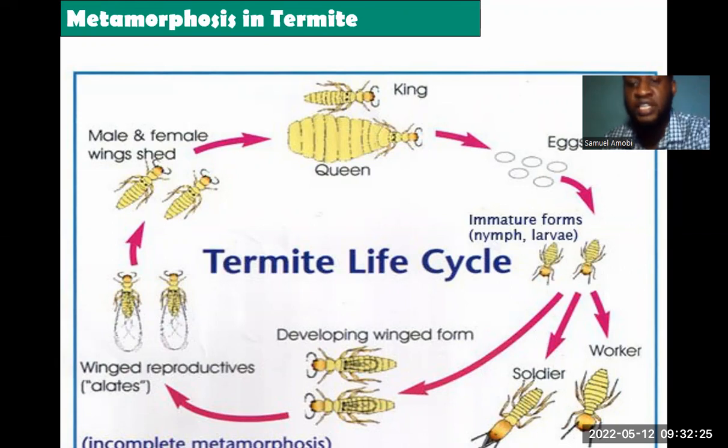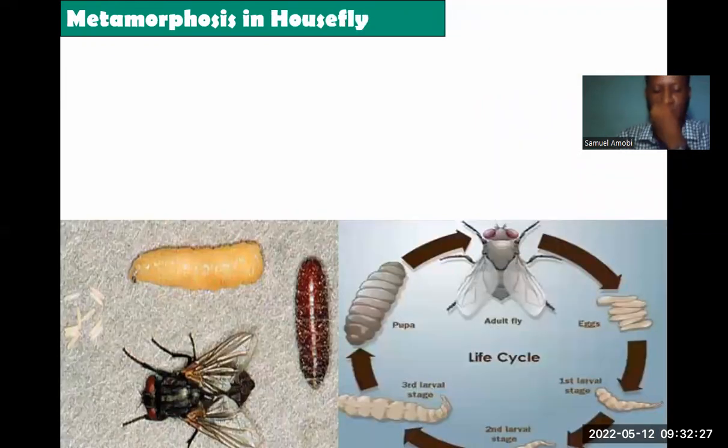Okay. Now, next, look at the next organism, which is the housefly. Now, if you look at the housefly, let's count. We have the first stage, which is the adult fly. We have the egg stage. Then we have 3 stages of larva: first stage larva, second stage larva, third stage larva. Then we have the pupa. Okay, so meaning that the housefly undergoes complete metamorphosis.